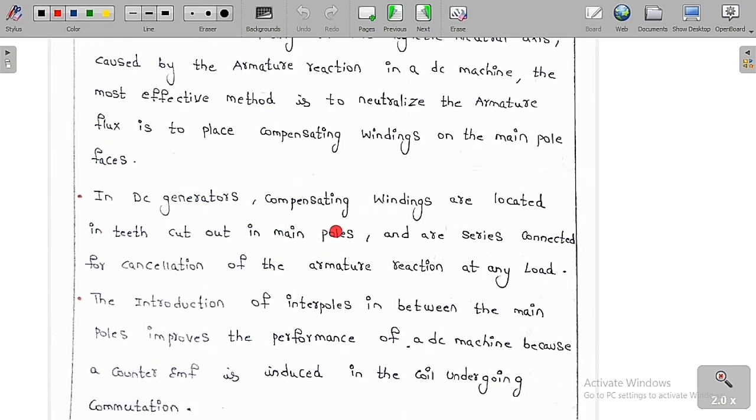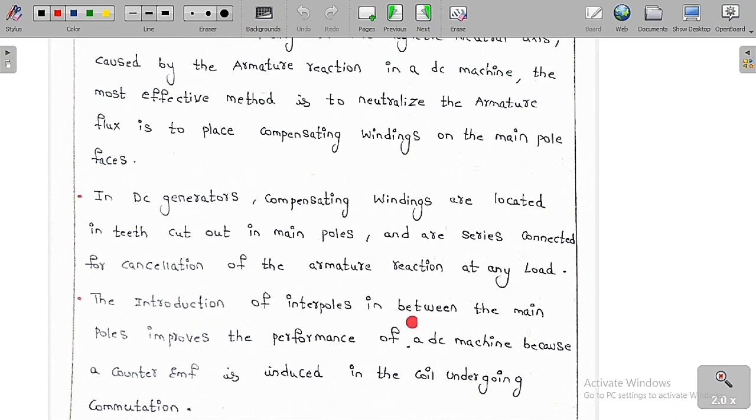In these generators, compensating windings are located in teeth cut out in the main poles and are series connected for cancellation of the armature reaction at any load. Because they are in series with the armature winding, the MMF produced by this compensating winding is opposite to the MMF produced by the armature winding. So this removes the armature MMF. It is going to cancel the armature reaction finally.